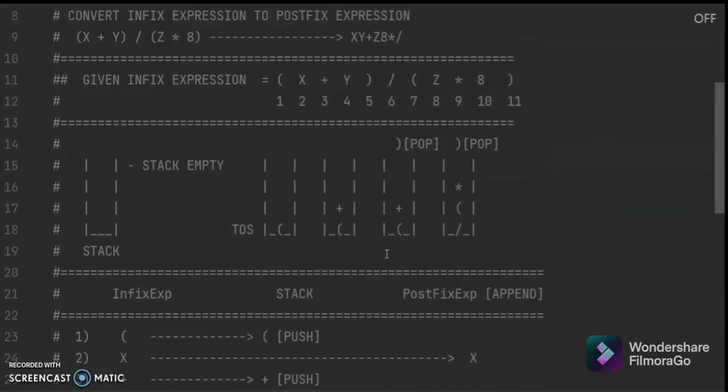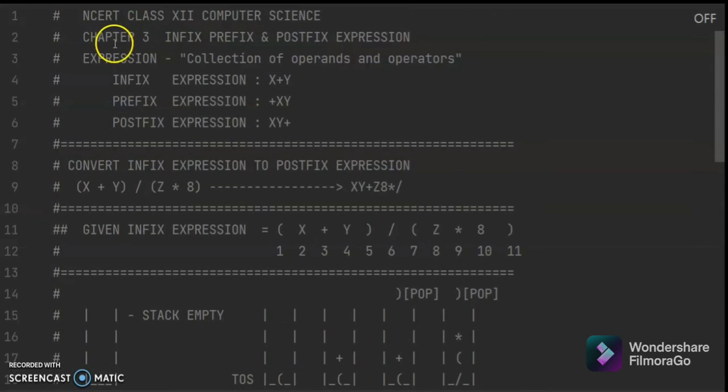Hope you have understood this one. So first, I will just revise this. What is an expression? An expression is a collection of operands and operators. We have three types of expression: infix, prefix and postfix. In infix the operator is between the operands, in prefix the operator is before the operands, and in postfix it is after the operands. So simple it is.